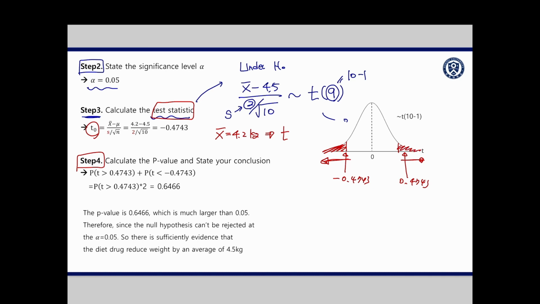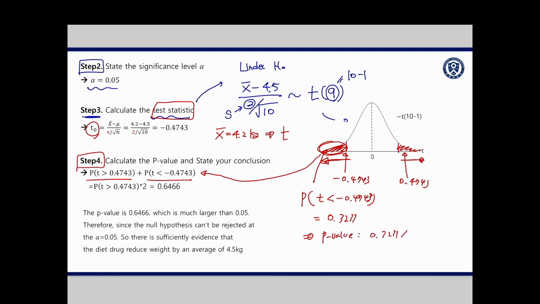So we can rewrite the probability formula like this. This area, this probability, is equal to 0.3233. So the p-value is 0.3233 multiplied by 2, which equals 0.6466.